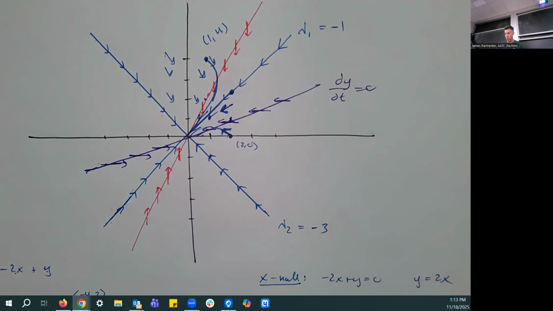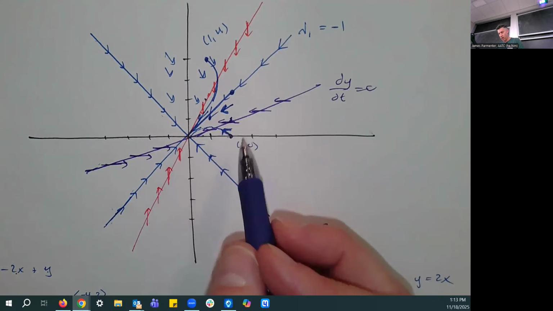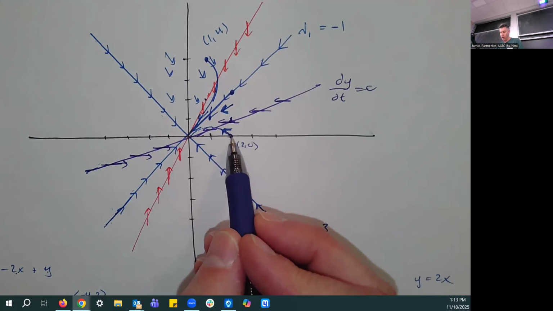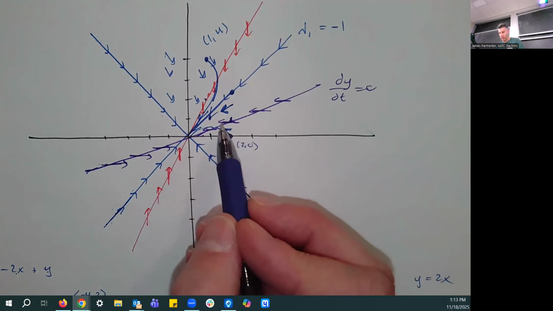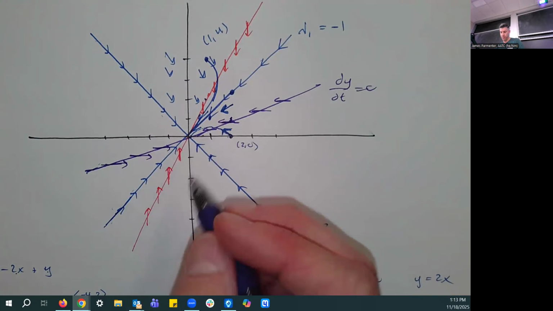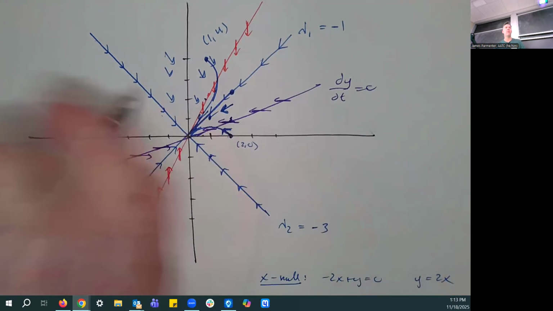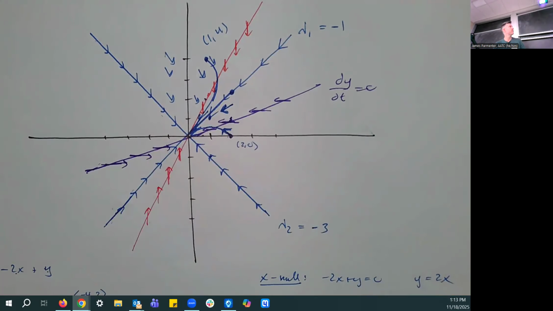Or over here, this purple null line, which is a little bit hard to see. On one side of it, you are left and up. On the other side of it, you are left and down. Which I didn't draw very well, but I'm trying to see it.